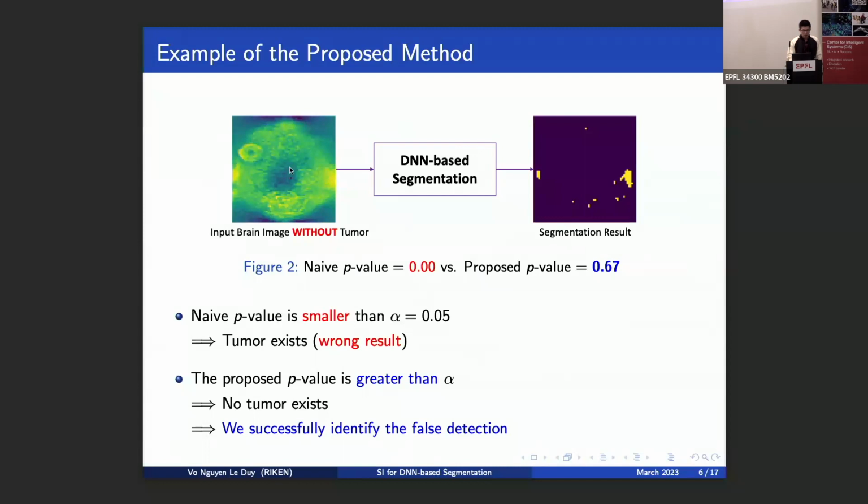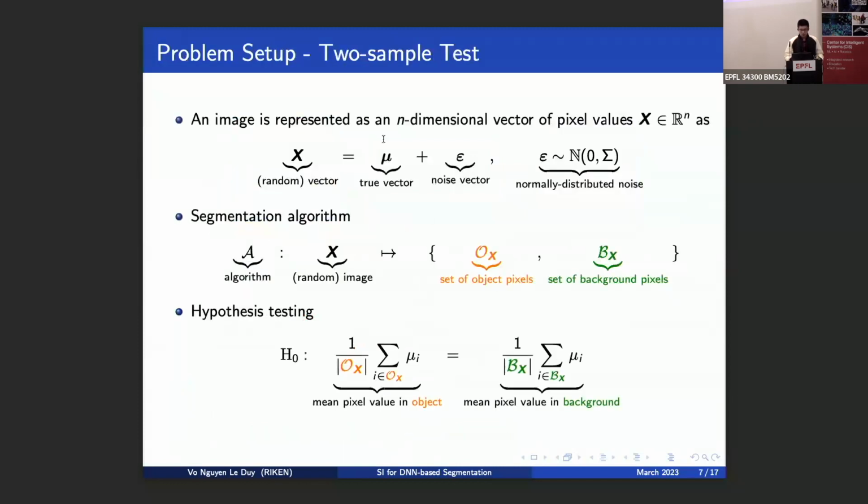Was the naive p-value computed from the original image or the output of the algorithm? The p-value is computed from the original image. What about the proposed method? Yeah, the proposed method also. So now I'm going to talk more about the problem setup.